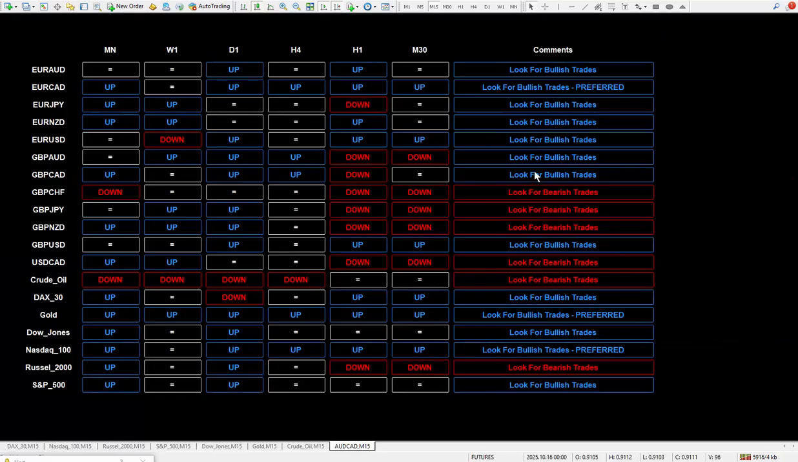Now here's my daily trade plan. It's running in real time. It analyzes from the monthly all the way down to the 30 minutes. And within the comments here, it'll say look for bullish trades, bearish trades. Sometimes it'll say preferred. And sometimes it'll just be running flat or it'll be in white here, looking for clear direction. Or like you see right now, not enough strength.